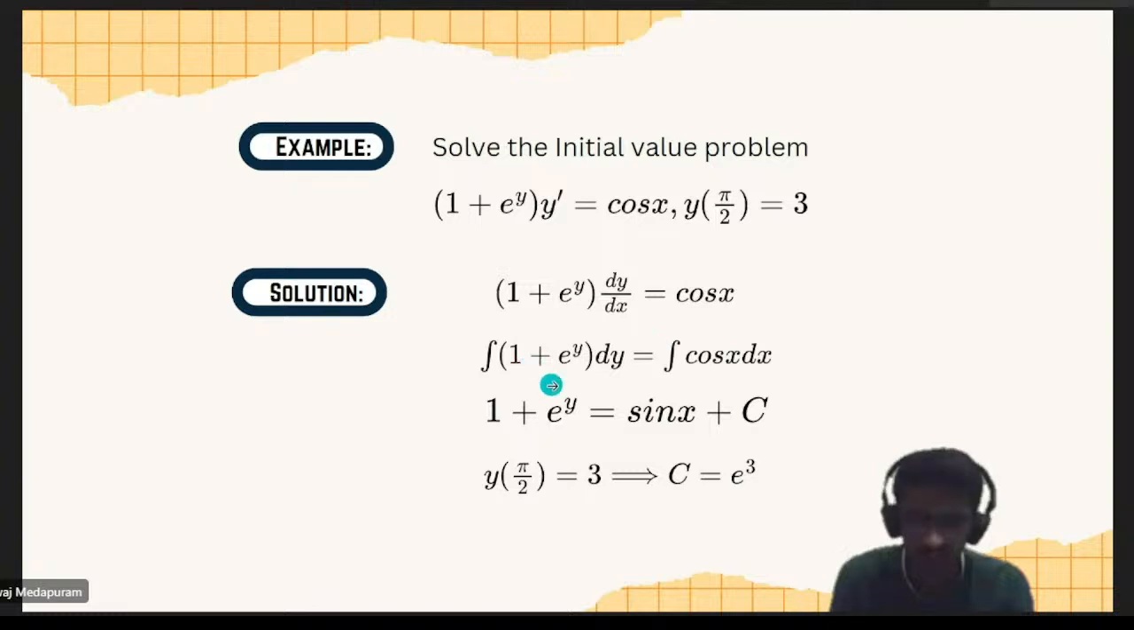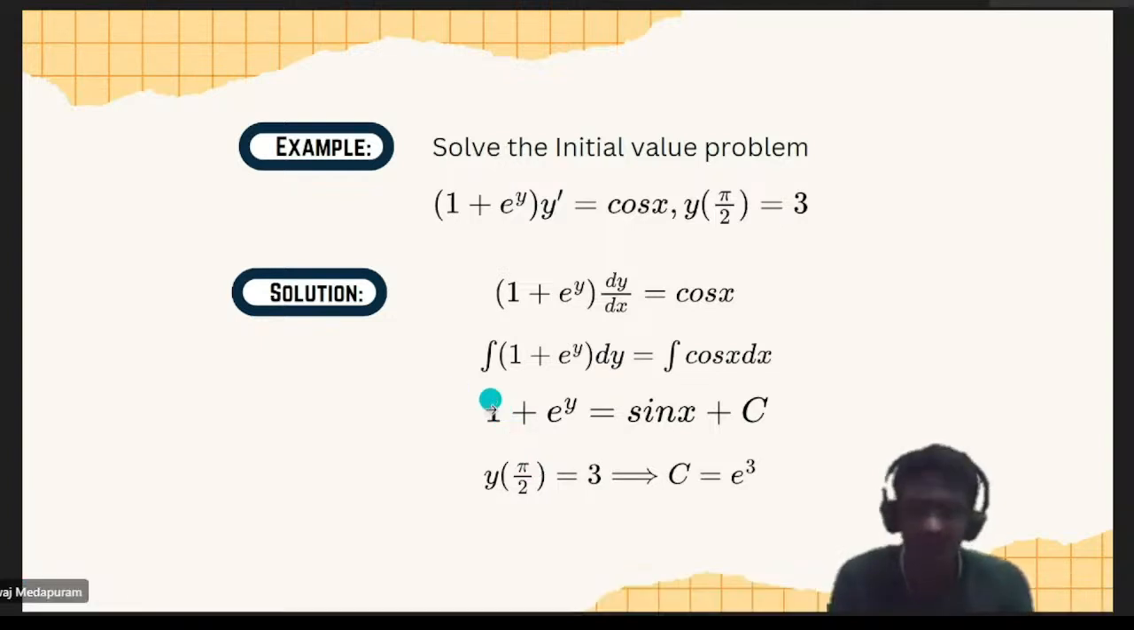Oh, sorry guys, there's a small typo here. It should be y here. We have y plus e power y equal to the integration of cos x, which is sin x, and we have a constant. We can obtain this constant by the initial condition given, y of pi by 2 equal to 3.